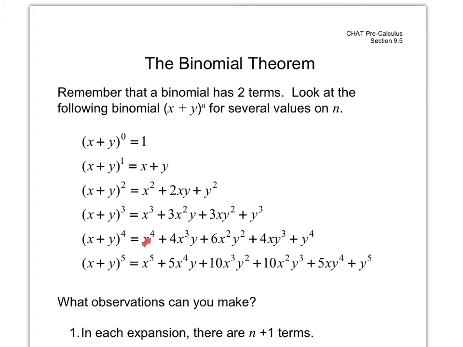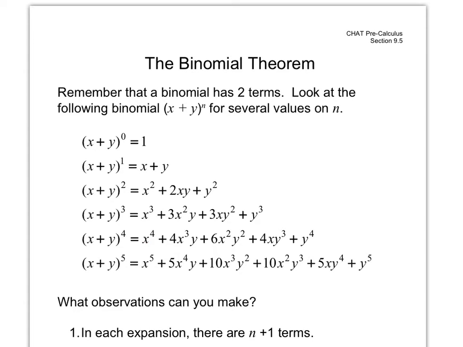down by 1. So I've got x to the fourth, x to the third, x to the second, x to the first, and this would be x to the 0, which is just 1, so we don't even have to write it. The other thing you might notice is that the y is reversed in its order. So the last term would have y to the fourth, then y to the third, then y to the second, then y to the first, then y to the 0, which is just 1.